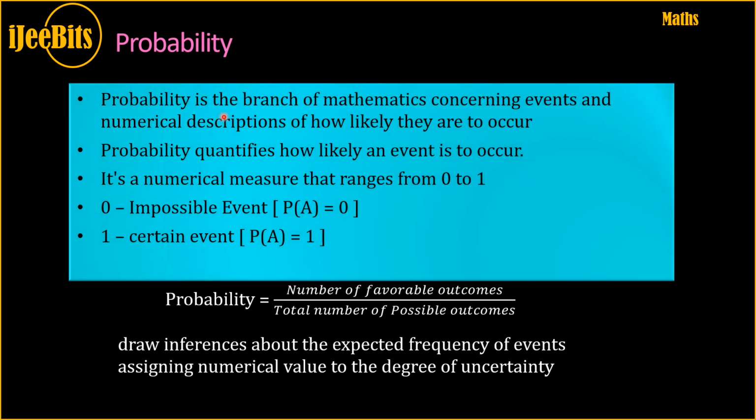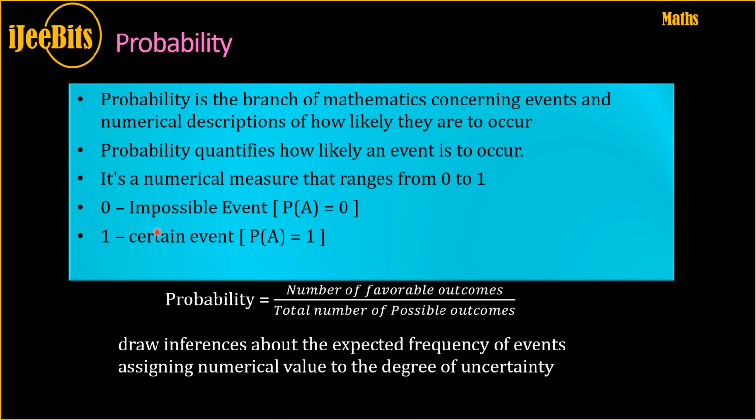So probability is the branch of mathematics concerning events and the numerical description of how likely they are to occur. That's the definition of probability. Probability quantifies how likely an event is to occur. The numerical value that you assign ranges from 0 to 1. Minimum 0, maximum 1. These are the two extremes. In the middle, you can get a subset of values.